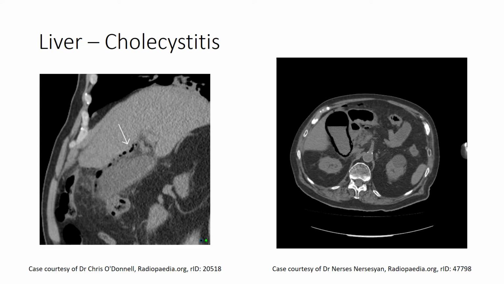The case on the right also had a gallbladder perforation, but this time the perforation has resulted in pneumoperitoneum, with gas seen quite remotely from the gallbladder.